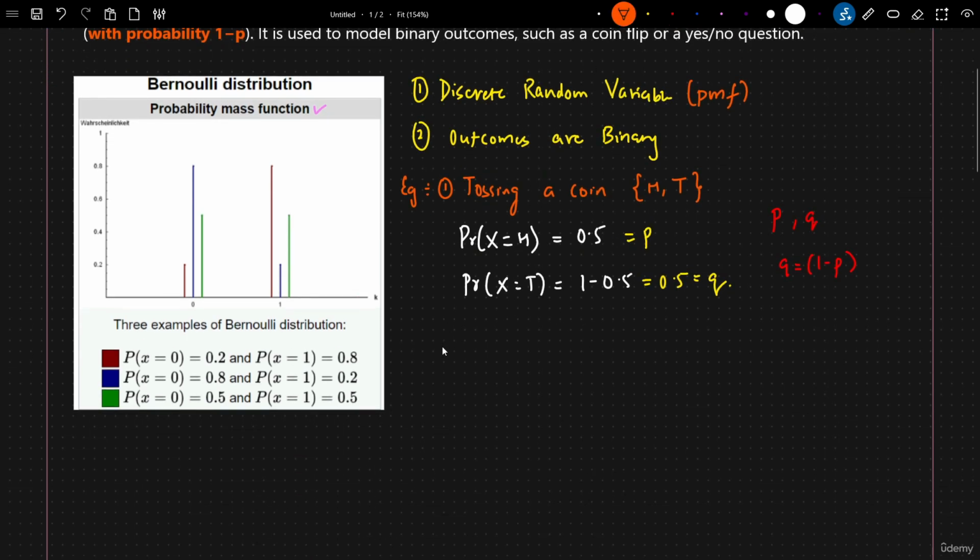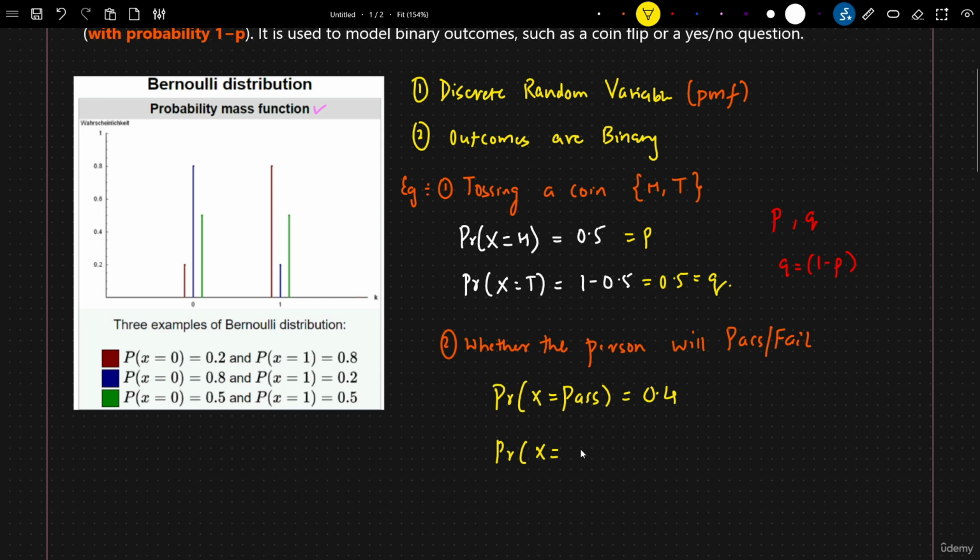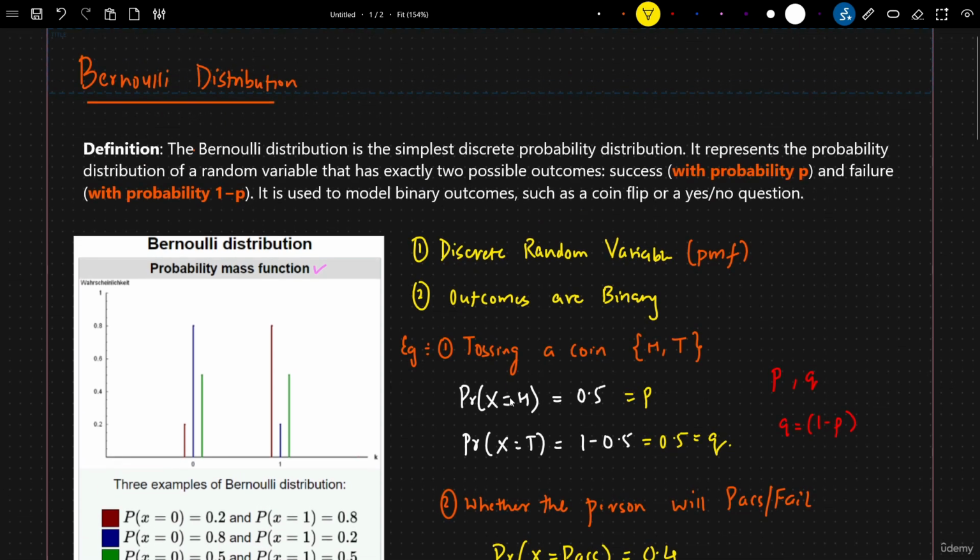Second example, I can go ahead and say whether the person will pass or fail. What is the probability? So in this scenario, if I go ahead and write that the probability of the person to pass is 0.4, then the probability of the person to fail will be nothing but 1 minus 0.4, which is nothing but 0.6, right? So I hope you are able to understand the specific examples.